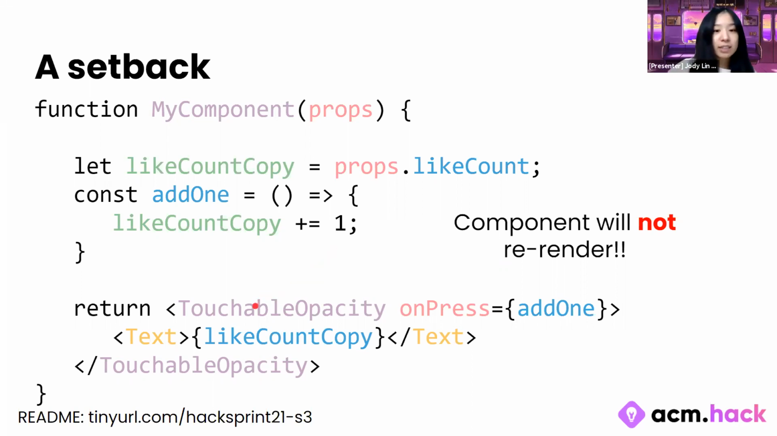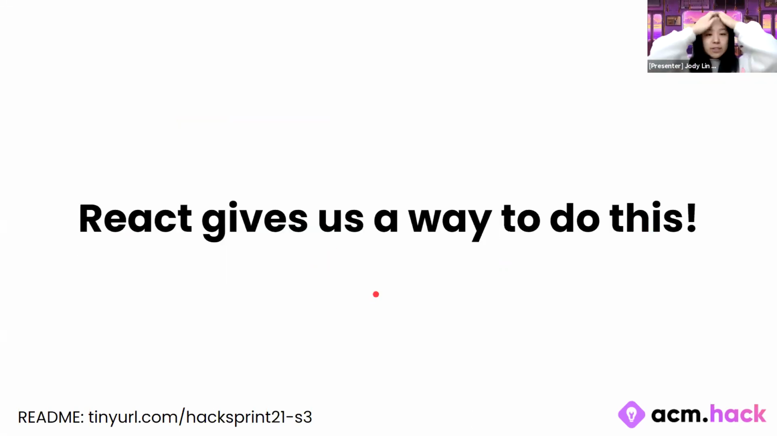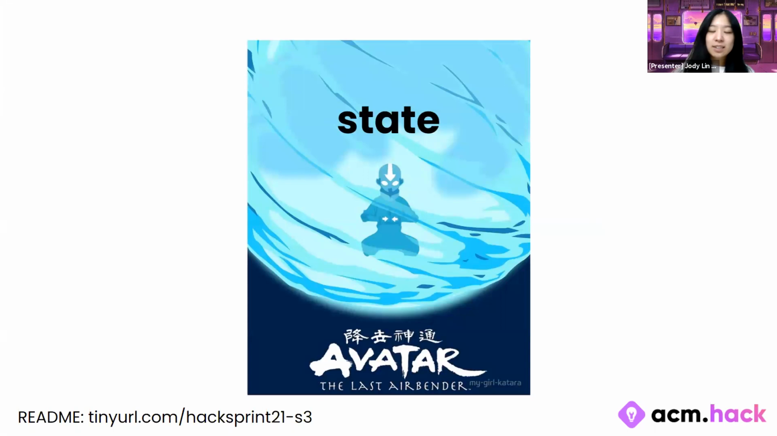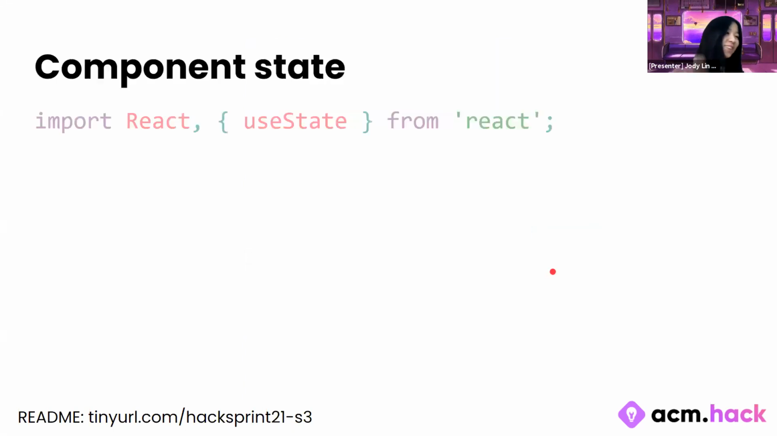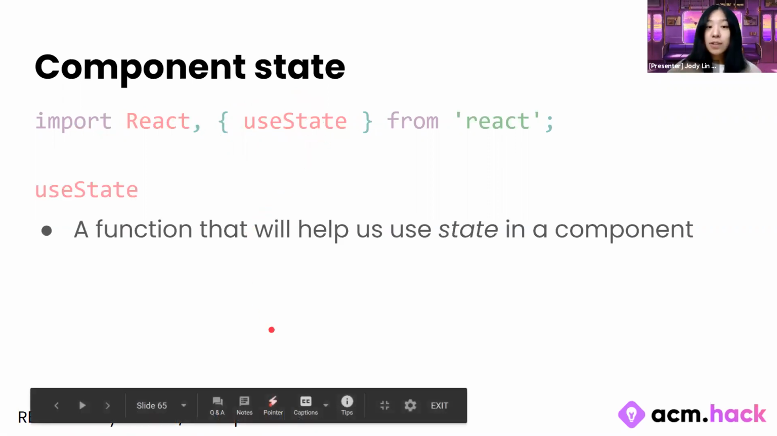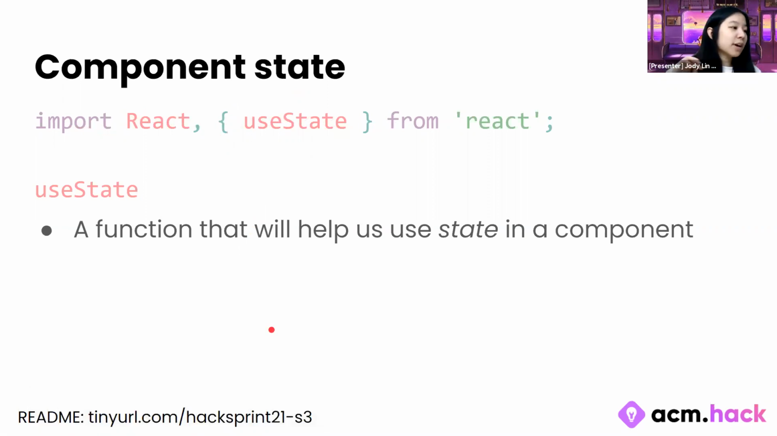So how do we get around this? We actually have a way to do this in React. React gives us a way, and that's called state. Not avatar state, but state. I just hope this graphic helps you remember the word. But yeah, it's called state. All right, so how do we use this thing called state? In a component, we're going to have to import it as well. So our import line at the top is going to say import React, useState from React. So what is this? useState is just a function. It's a very special function that is going to help us manage this thing.